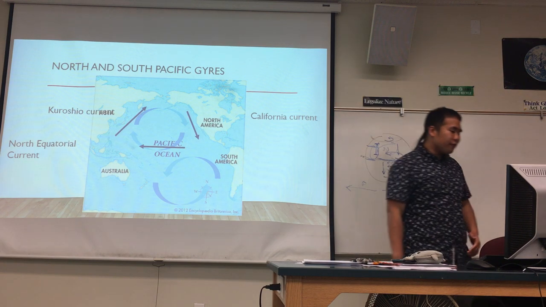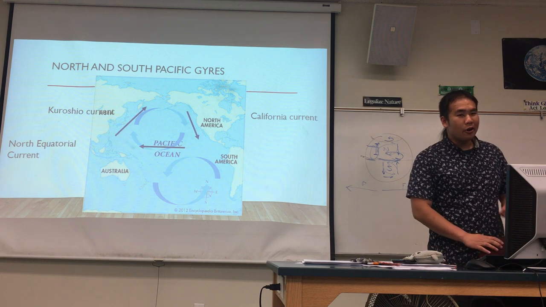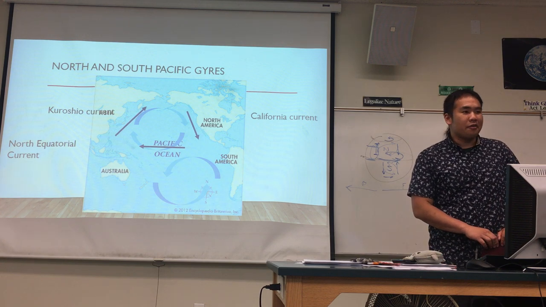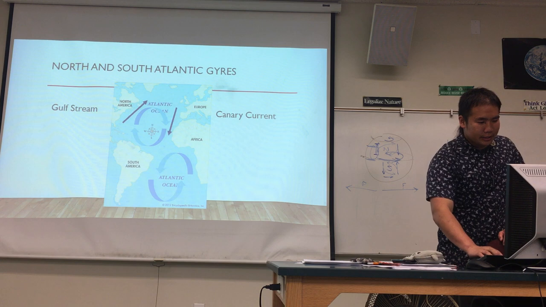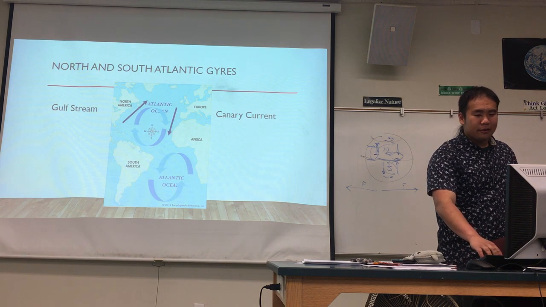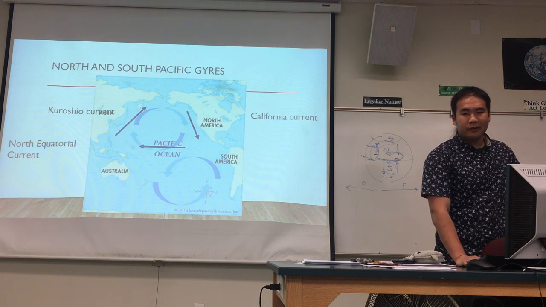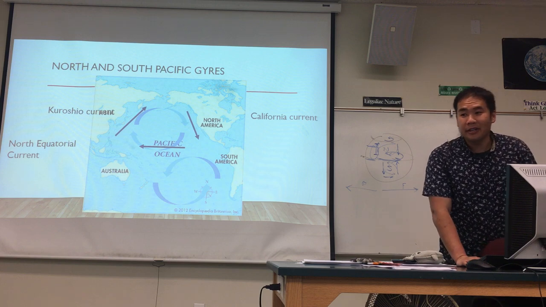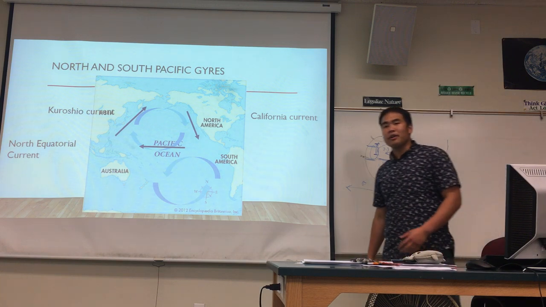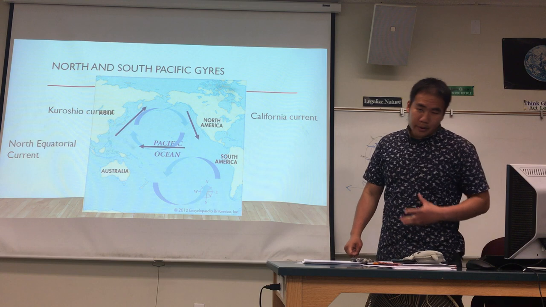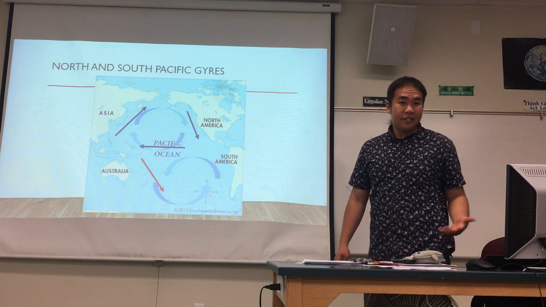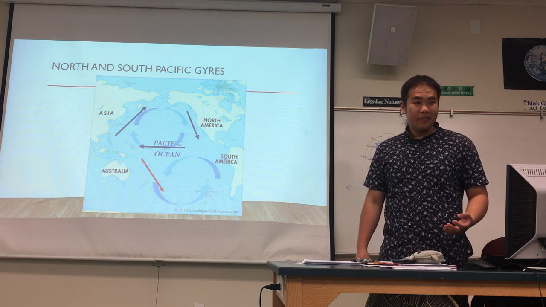Okay, so by now you figured out that these currents are named for their geography, right? I mean, look at this. Gulf Stream for Gulf of Mexico, Canary Current for Canary Islands, California for California, and Kuroshio for Japan. So we have these currents named for their geography. Maybe you guys can figure out the name of this current right over here. You guys have an idea?